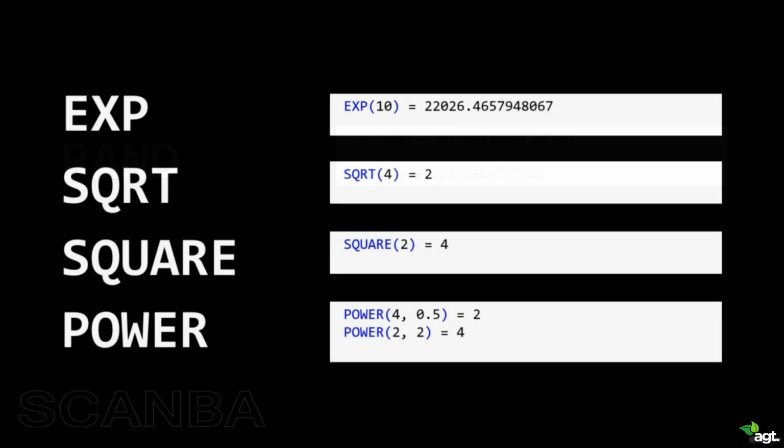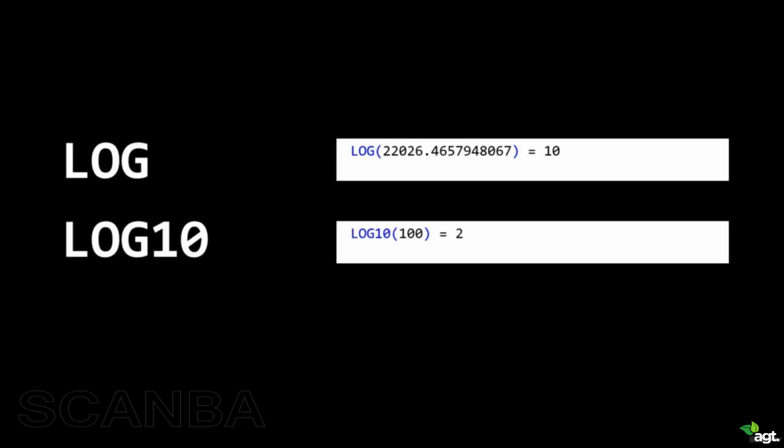The exponent, square root, square, and power functions are intuitive in use. The square root and square functions are shortcuts for the power function with 0.1 and 2 power argument respectively. The log function is a natural logarithm, or the logarithm with the exponent in the base. The log10 function is a logarithm with 10 in the base.